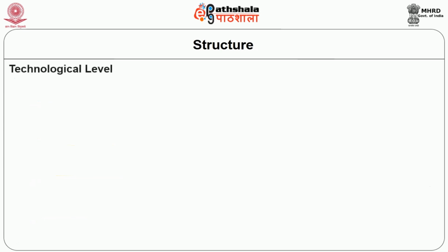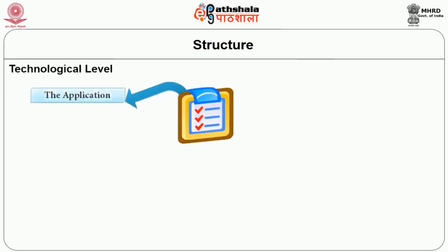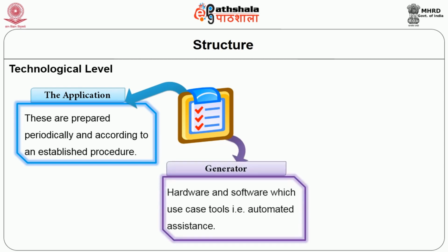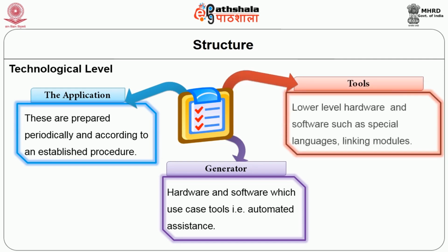At the technological level, you have the application. That is a program designed to perform a specific function. That's called application. Then we have something called the generator. That is the hardware and the software which is the basic technology that we are using. Then we have something called the tools. That's lower level hardware and software such as special languages and linking modules.